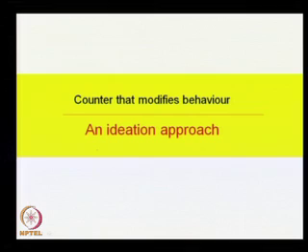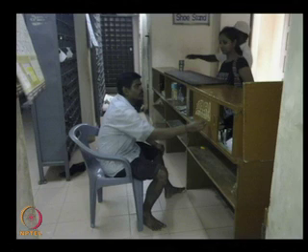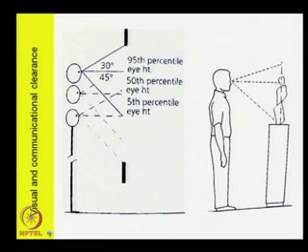Now, the example is a work counter that modifies behavior and ideation approach. The concerns. This is a typical counter. The counter person's side, this side is the counter person, and this is the other person. One example area we can cite.